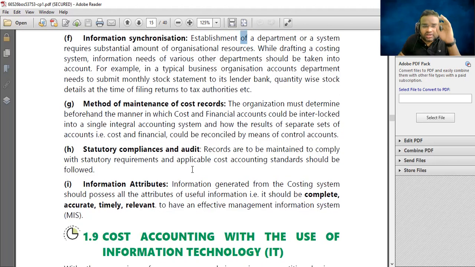Information attributes. Sir, any information I get from the cost accounting system should be complete, accurate, timely, and relevant. Very important. Whatever I do, the data should be complete. Complete data I should get. Accurate data. Timely data. If I want it today, I need to get timely data, relevant data. Then only is your MIS very powerful. Don't underestimate the power of MIS. Management information system is very important. When you give proper information to your management, they take proper decisions in the organization.